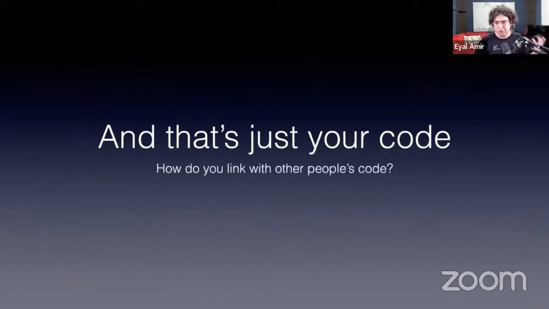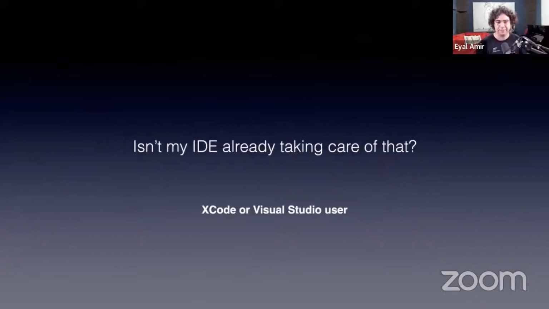So usually there's also a bunch of other code that you have to build, like a library, if you're using JUCE or Qt or some other library that somehow gets linked to your project. That also needs everything that I've just said. And a lot of people ask, isn't my IDE already taking care of that? If you're using Visual Studio or Xcode, those things are there.